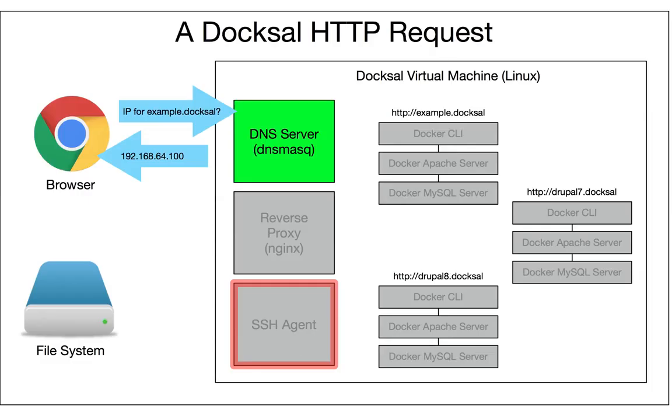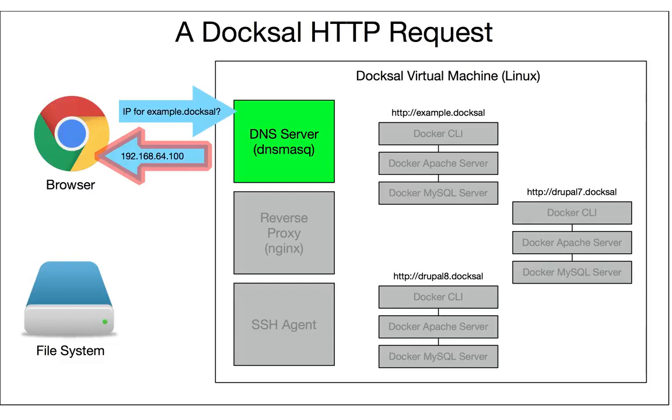So this is how this request looks. This is the very first thing that happens when you begin an HTTP connection to your Docksal local development environment. First, your browser checks the DNS server, and the DNS server replies with the IP address 192.168.64.100. That happens to be the IP address where the DNS server itself lives, but that doesn't have to be the case. We could theoretically host this DNS server somewhere else, but we don't.